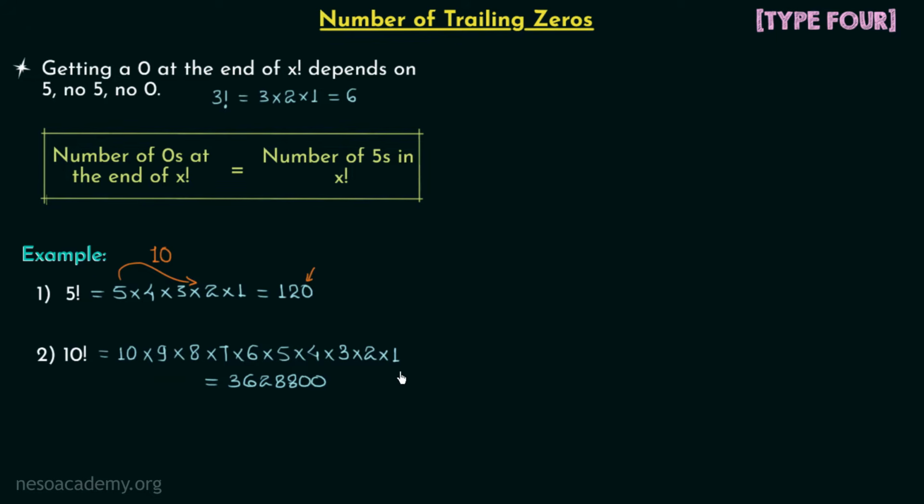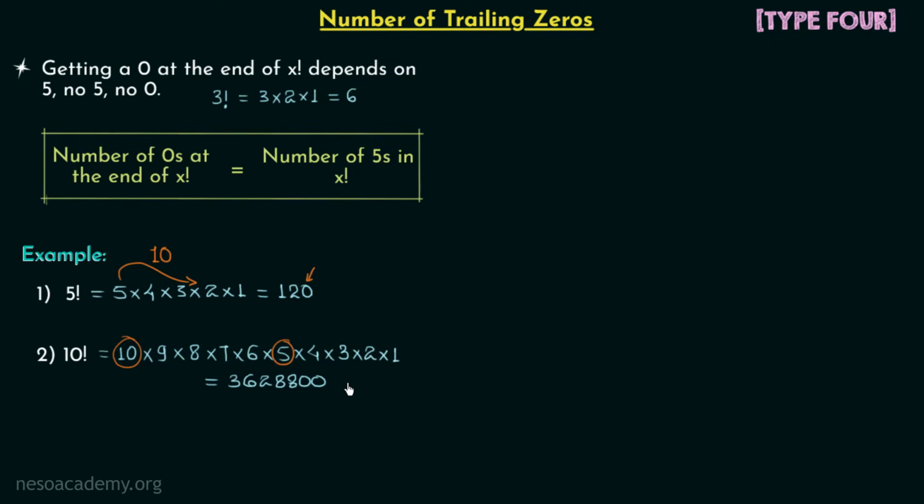Let us find out the two 5s in this expansion. The first 5 is clearly visible and the second 5 can be obtained from 10. 10 is equal to 5 multiplied by 2. So our second 5 is in this 10. So total two 5s are there in the expansion and hence we have two zeros at the end. So I hope you now understand how we are getting zeros at the end of a factorial because of presence of 5s in the expansion.